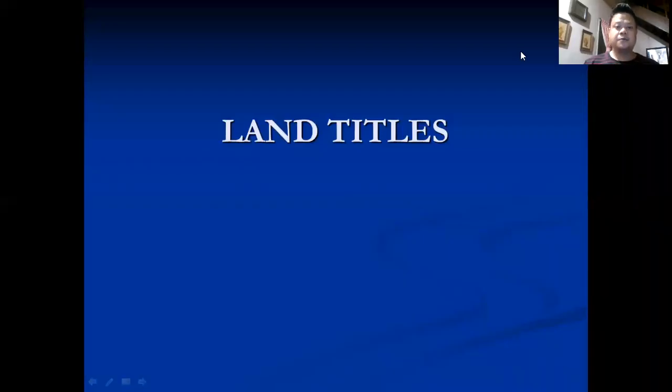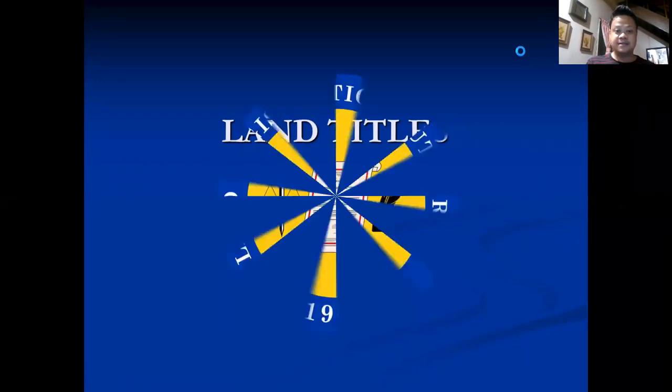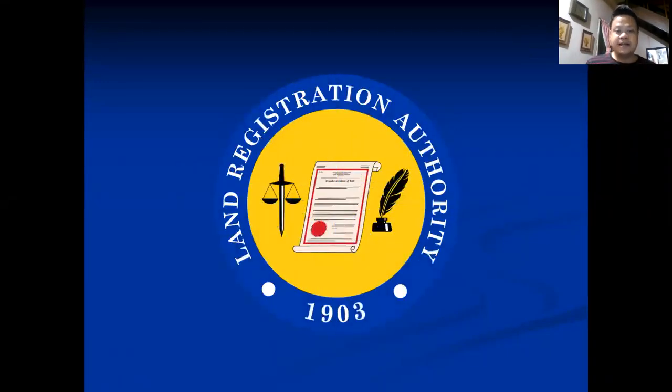Okay, so we start with our journey as to the subject of land titles. So what are these land titles? Before we proceed with the technical and legal matters regarding the same, I will give you an overview as to what consists the subject matter. Di ba? So ano yung mga common na nakikita natin, ano yung mga common na gagawin natin pertaining to land titles. Now, when we talk about land titles, we will always have to transact with the land registration authority.